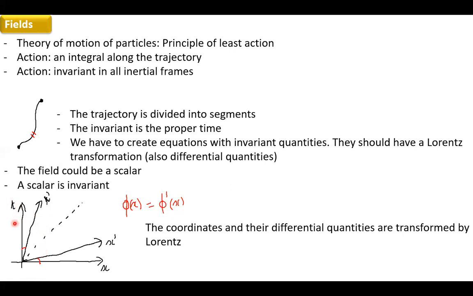So when you have a frame R, let's say x and t, and you have a frame R prime, x prime and t prime, if R prime is moving at a certain speed v, you know that the axes x prime and t prime would be deviated from x and t by a certain angle theta, which is the same here and here. So a scalar field is an invariant field. So phi in the first frame would be equal to phi prime in the second frame, x prime, t prime, if they are both inertial frames. So the coordinates and the differential quantities of these coordinates are transformed by the Lorentz transformation. They have a Lorentz transformation for each quantity and for each differential quantity of the same quantity.